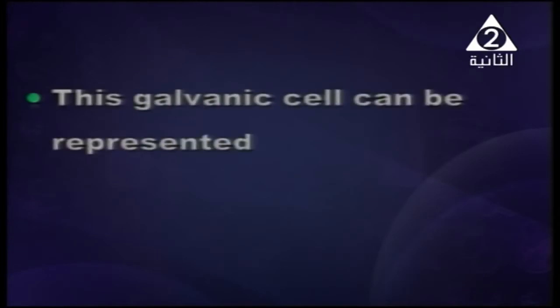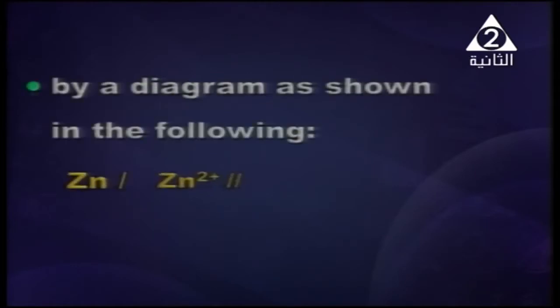This galvanic cell can be represented by a diagram as follows: Zn single bar, Zn positive 2, double bar, Cu positive 2, single bar.